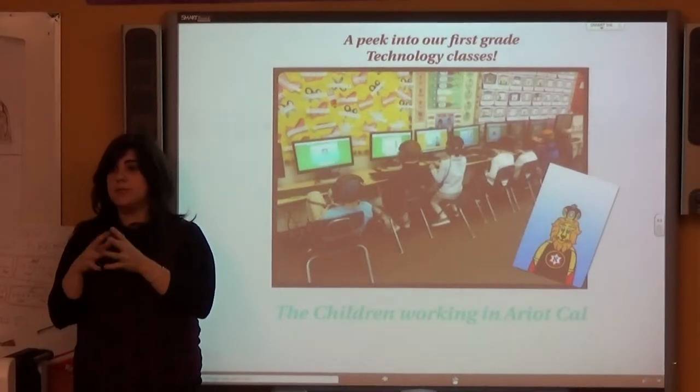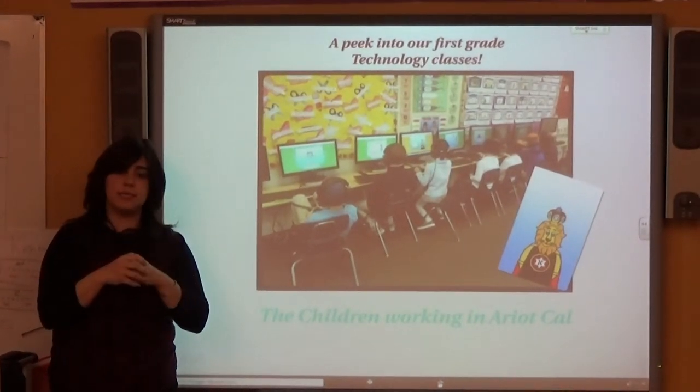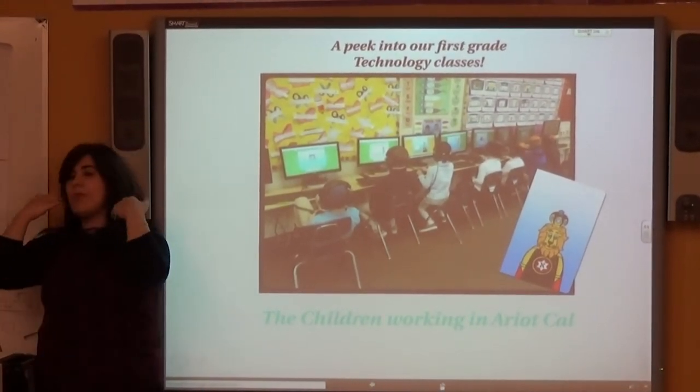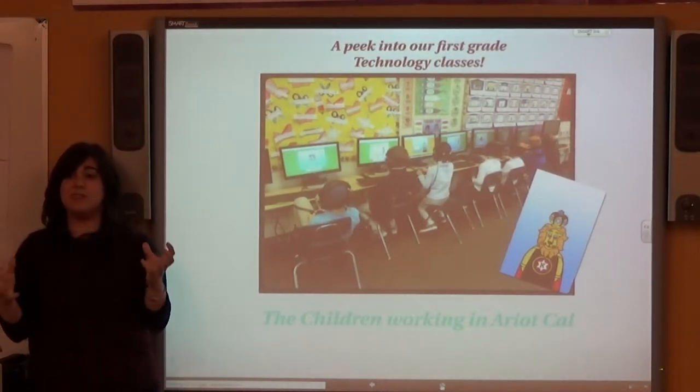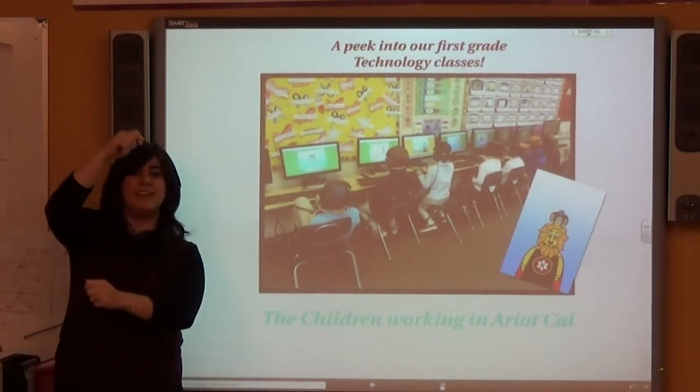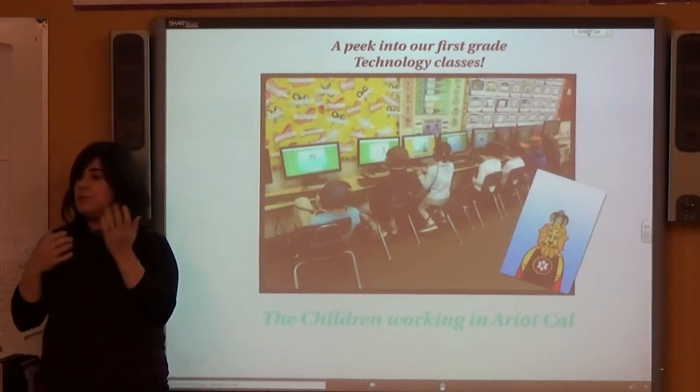We do this sometimes in the computer class, in the technology class. We learn a lot of mousing skills. They come into the classroom and some of them are holding them upside down, have no idea how to work them. So we do that.